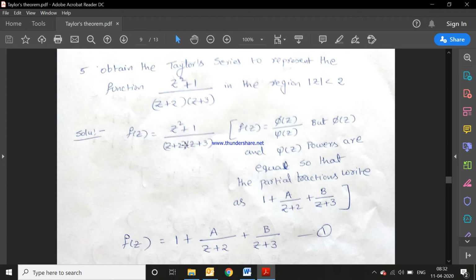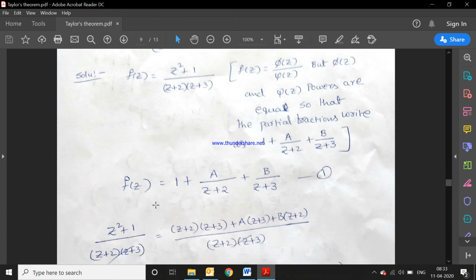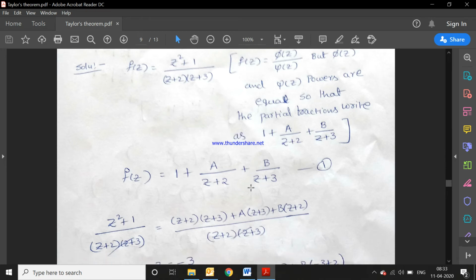So both the powers are equal, then the partial fractions are written as 1 plus a by z plus 2 plus b by z plus 3. If both the powers are equal, you can use this form to write the partial fractions. That's why I am writing f of z is equal to 1 plus a by z plus 2 plus b by z plus 3.